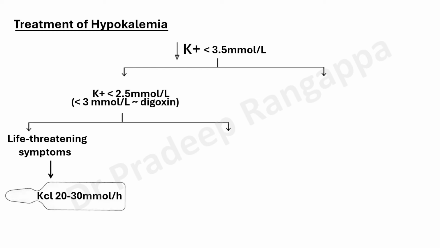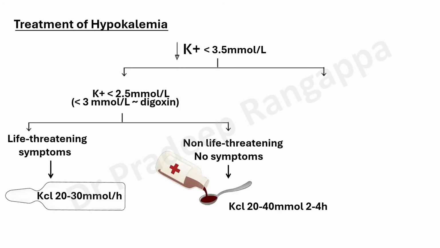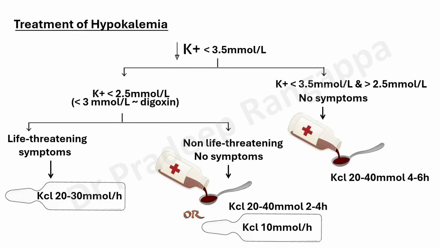If there are life-threatening symptoms, like in this patient with a potassium of 2.3 with PVCs, one has to correct potassium intravenously, and the dose you would give is 20 to 30 millimoles per hour, given slowly as an infusion until the potassium is corrected. If it is non-life-threatening and there are no symptoms, one could think of giving oral supplementation of KCl 20 to 40 millimoles every 2 to 4 hours, or you could give KCl at 10 millimoles per hour as an infusion. If potassium is less than 3.5 and more than 2.5, with no symptoms, you can resort to oral supplementation with potassium syrup, KCl 20 to 40 millimoles, 4 to 6 hourly.